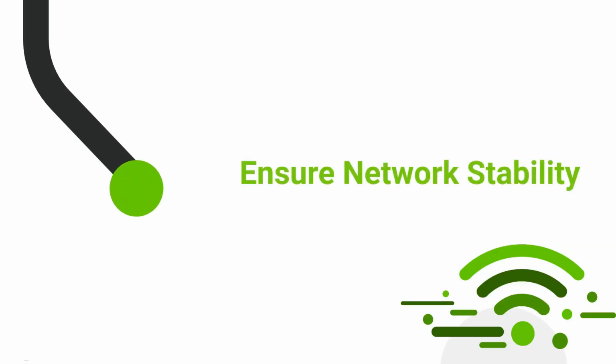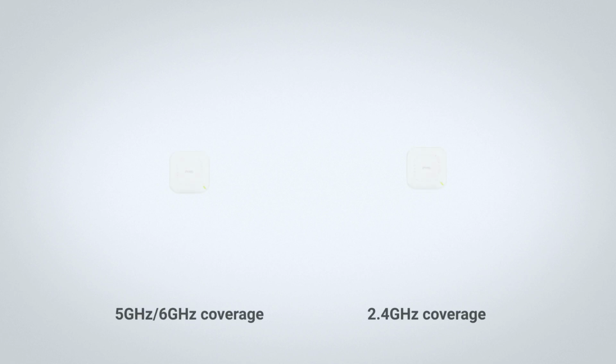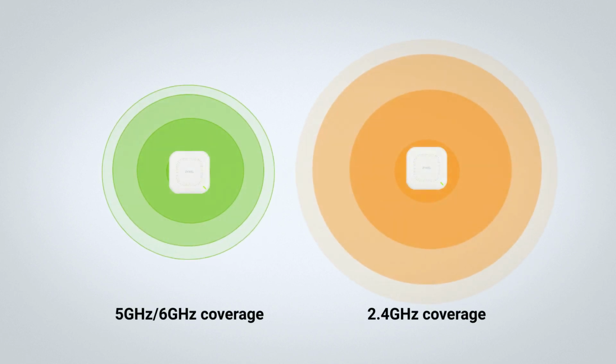The third tip we'll be discussing today involves prioritizing the 5 GHz and 6 GHz radio frequencies. Among several methods, the simplest approach is to lower the output power of the 2.4 GHz. By default, access points broadcast signals at maximum output power across all radio frequencies.